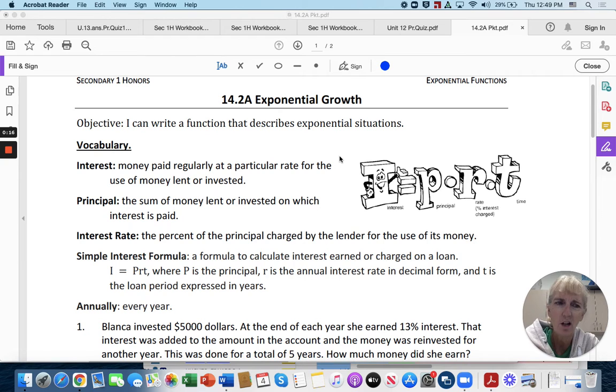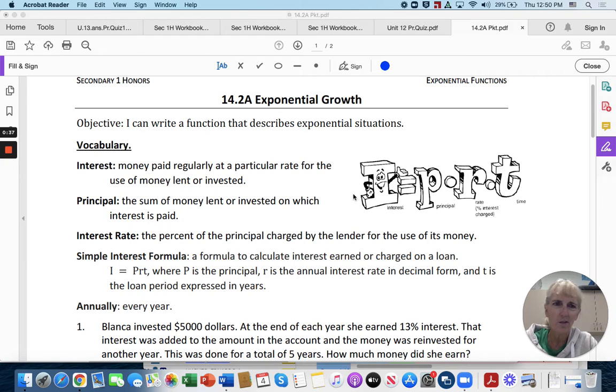Interest. Hopefully you've all heard of interest before, but it's money paid regularly at a particular rate for the use of money lent or invested. They say that if you understand interest, you earn it. And if you don't understand interest, you pay it. So would you rather be earning money or would you rather be paying money?